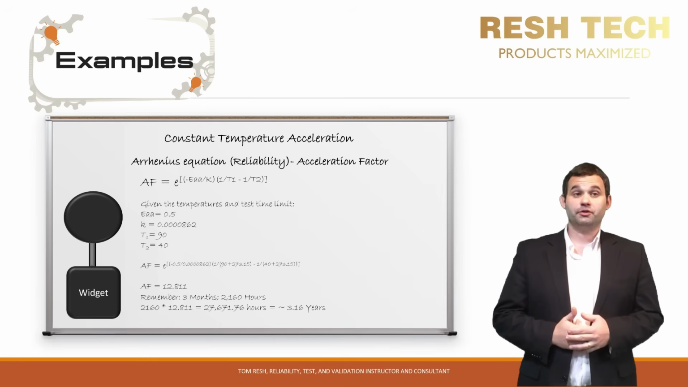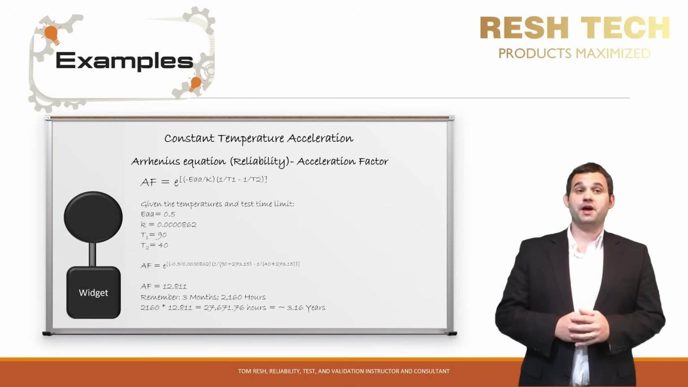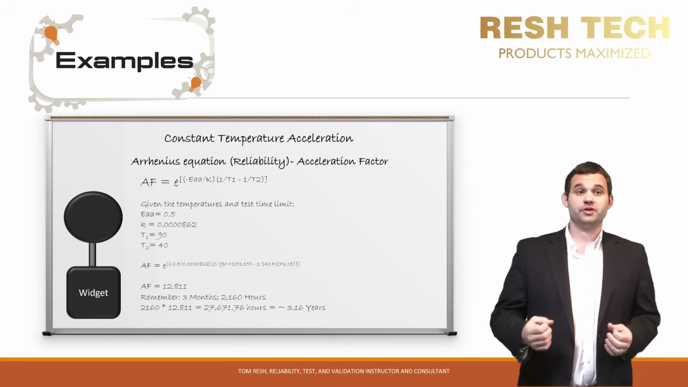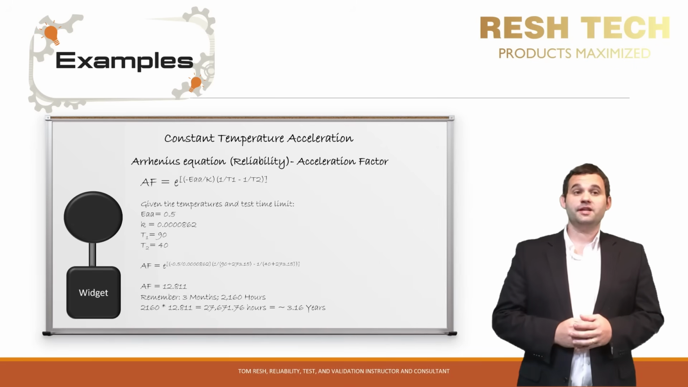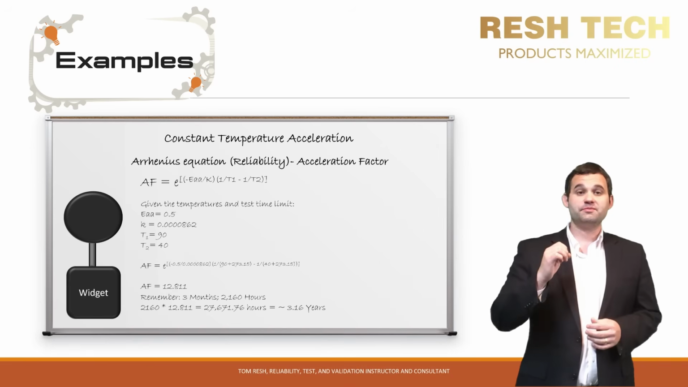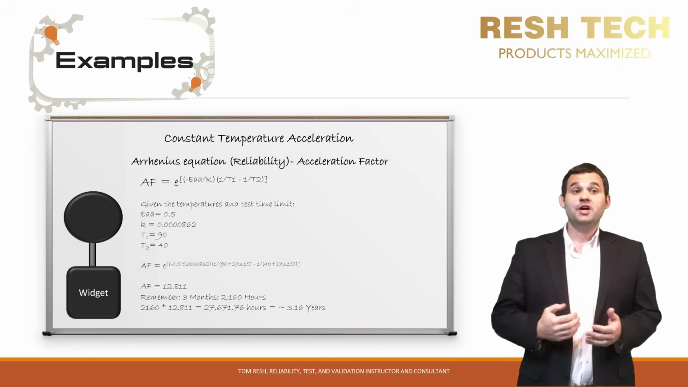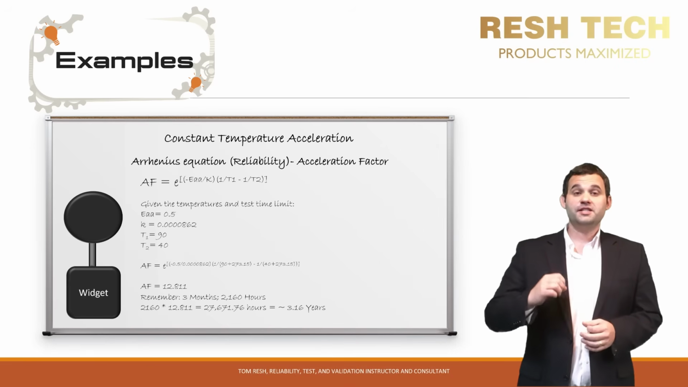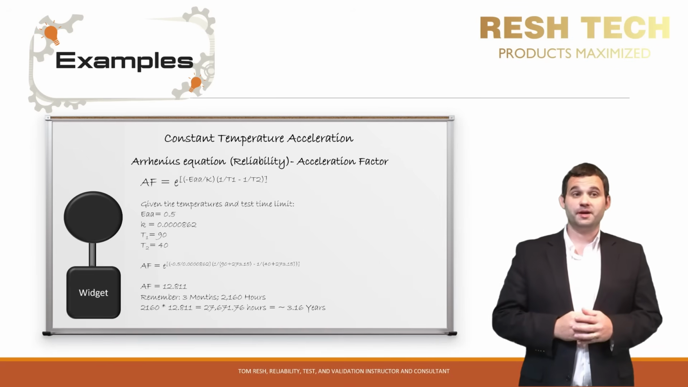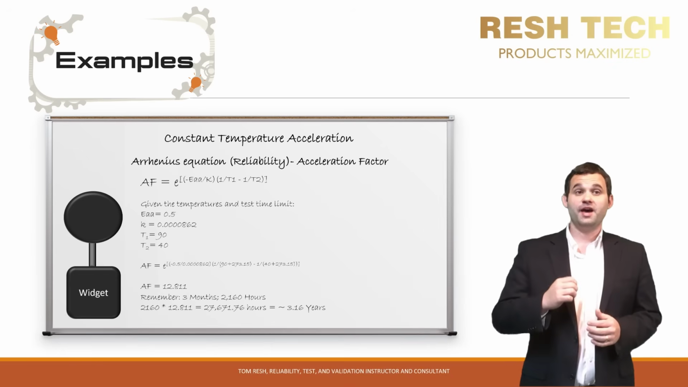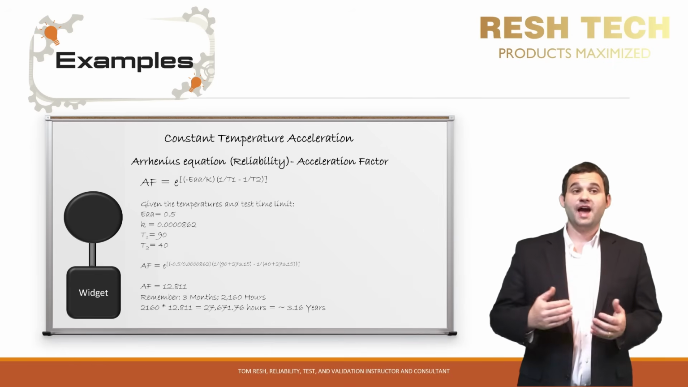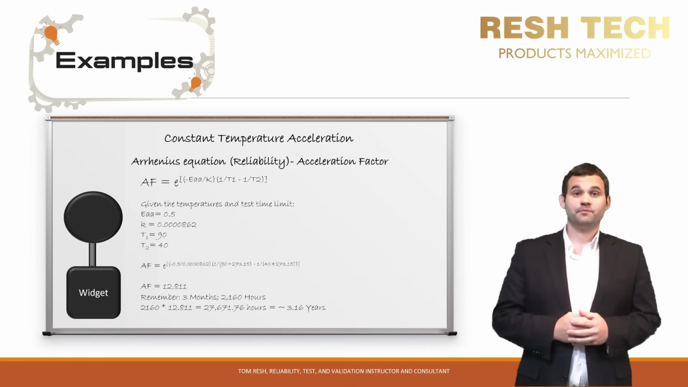K equals 0.0000862. This is the Boltzmann's constant as we just discussed earlier. T1 equals 90. This is our maximum allowable test temperature. T2 equals 40. This is our operational or field temperature for the system that it will encounter in the field. Let's go ahead and plug in these values and see what happens. All right, we're plugging them in.